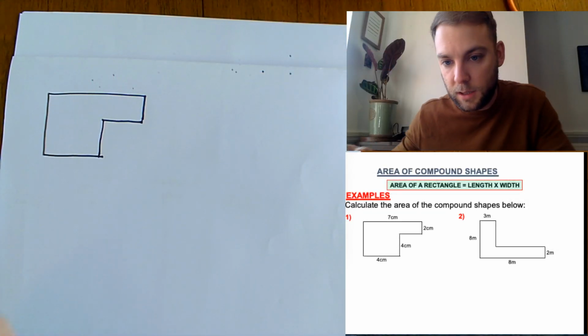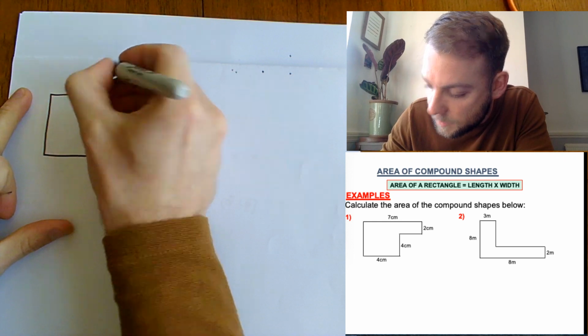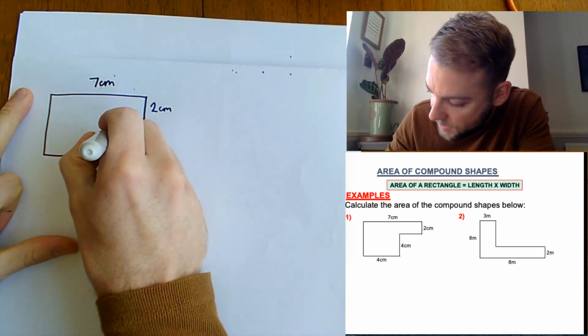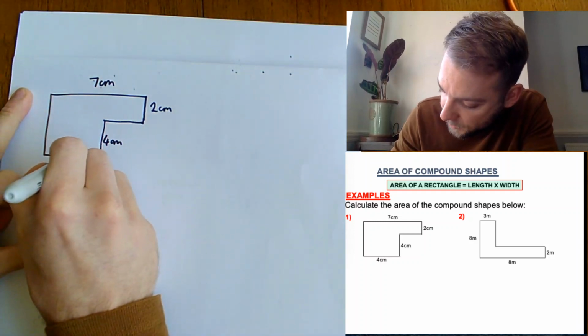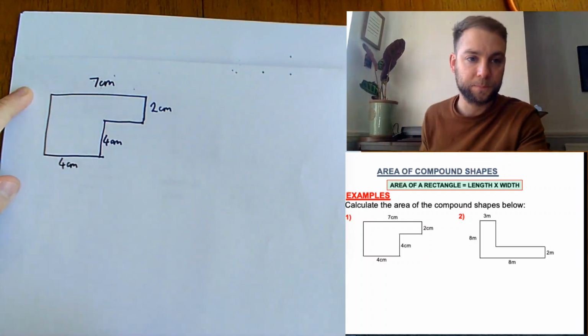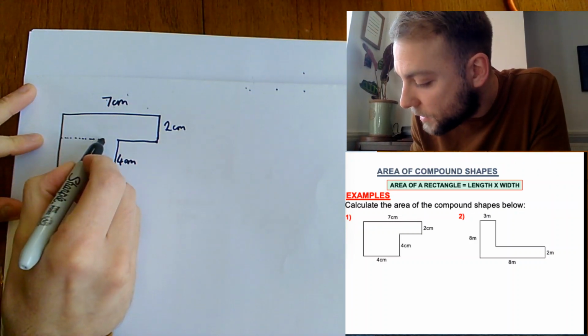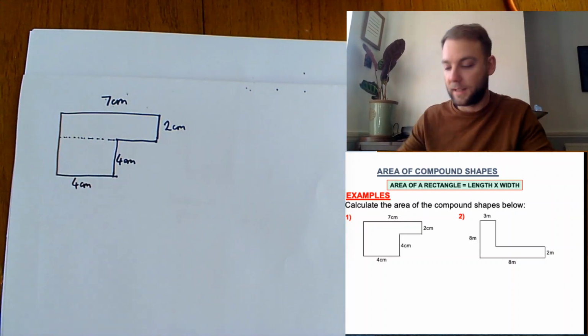So we've got our L shape. The top here is 7 centimetres. This side here is 2 centimetres. This one here is 4 centimetres. And this bottom one is 4 centimetres. Now what we're doing with that is we are going to cut this, as I said, into 2 rectangles.